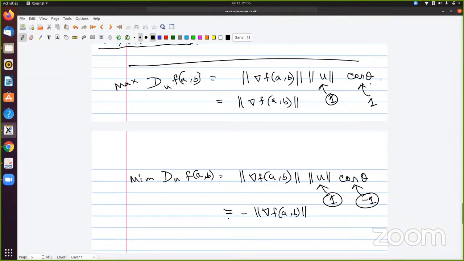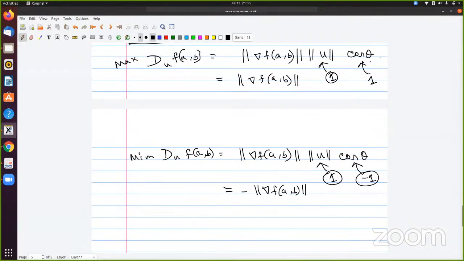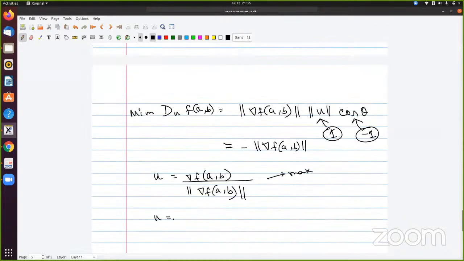Okay. And what is another thing? This u should be the same as grad of FAB. This vector should be in the same direction. So u is the same as this. And as u is a unit vector, u should be this. So along this direction, it is maximum. And along this minus of this, in the opposite direction, this is minimum.